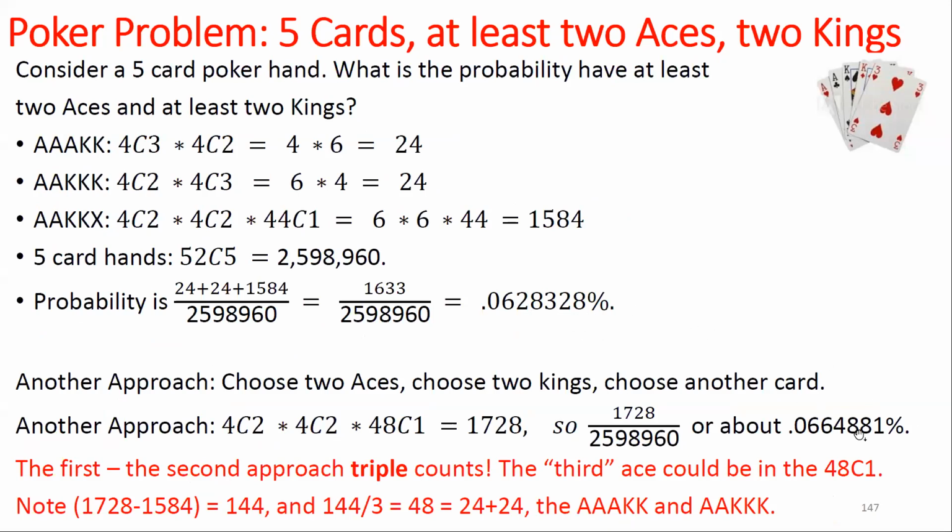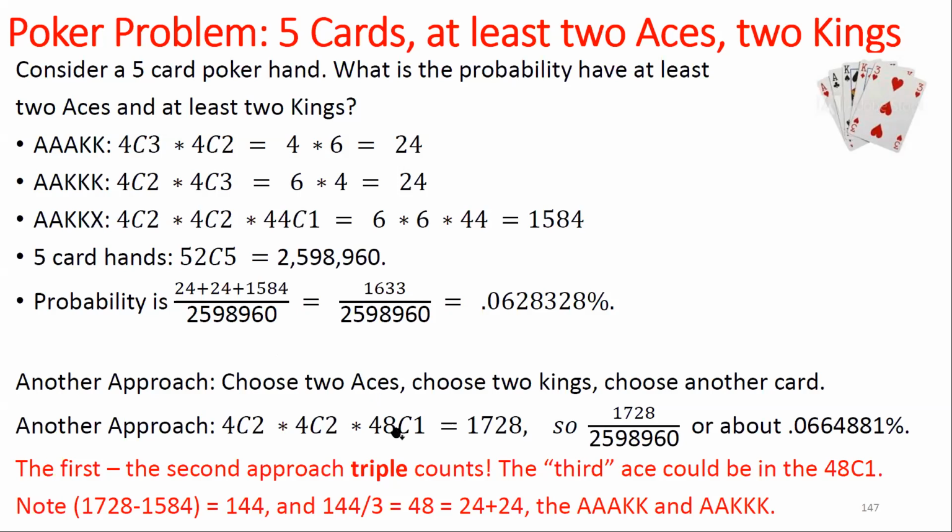It's possible that they are both wrong, but at least one is wrong. The second approach actually triple counts some possibilities. The problem is, imagine we have 3 aces, and we initially choose 2 of them, and we choose 2 kings, and then over here we choose an ace. Maybe we choose the ace of spades, ace of hearts, and the ace of diamonds here. So that would count as 3 aces and 2 kings.